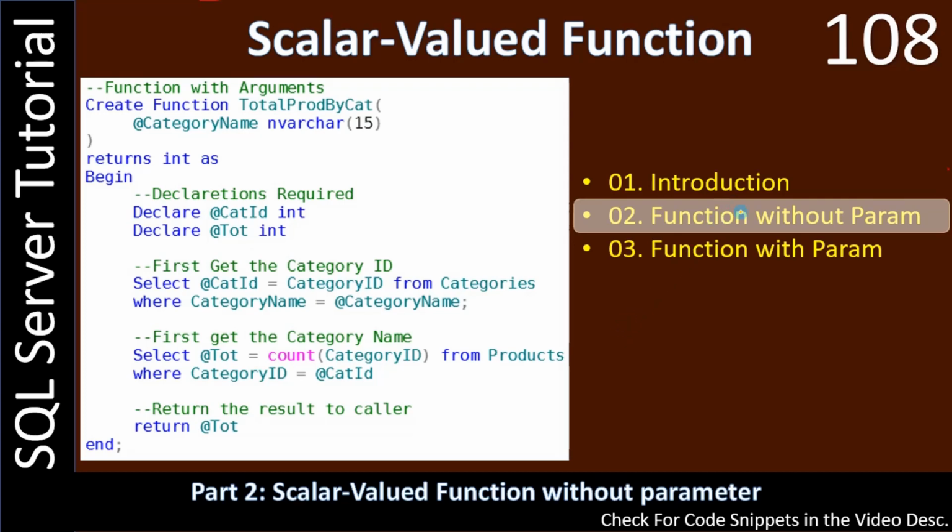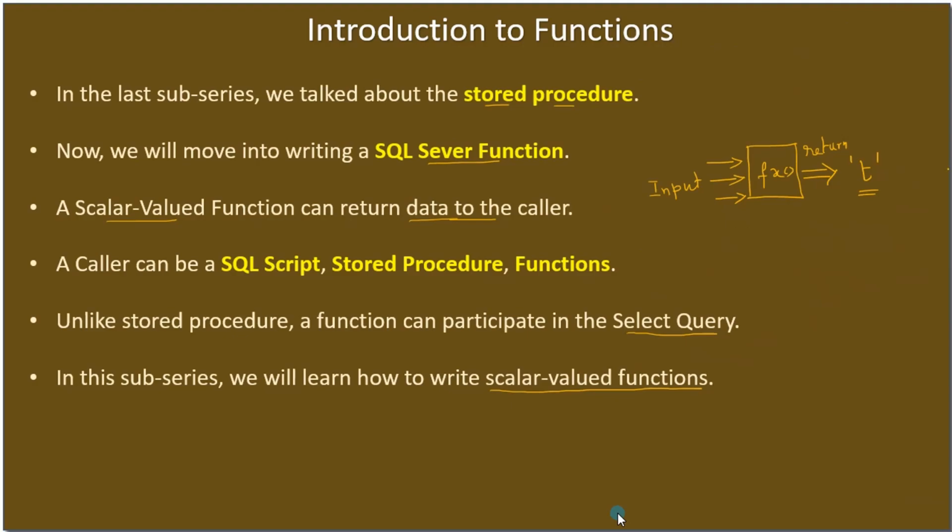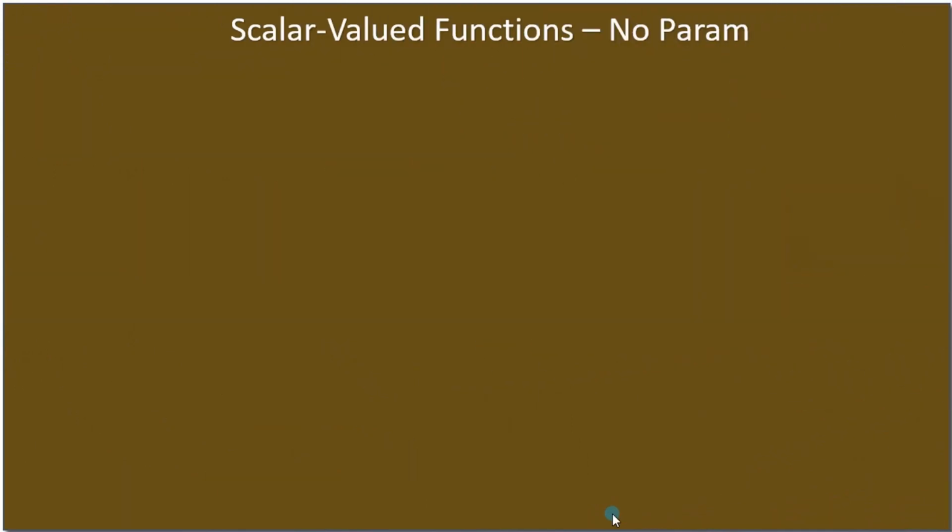In this video, we will create a function, and the function will not accept any parameter. So this is a scalar valued function without parameter, and we will see how to create it. In the last video, we talked about the basics of a function. Now we will create a function and see how it works.